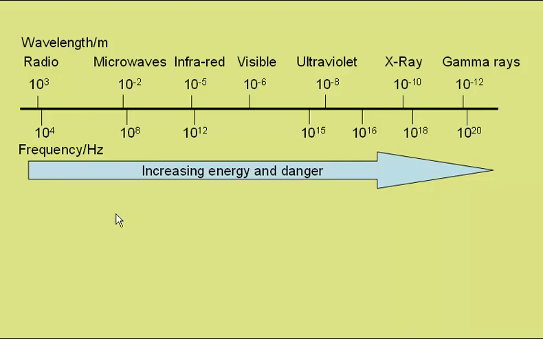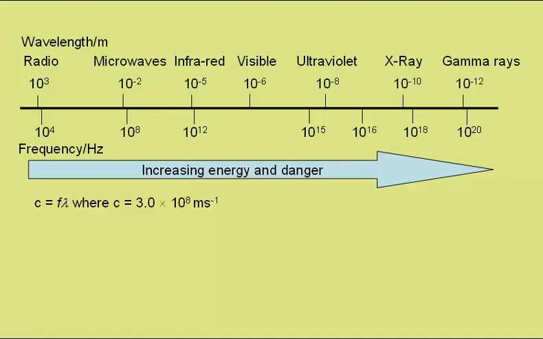These are linked by the equation c equals f lambda, or wave speed is equal to frequency times wavelength. Wave speed for all the members of the electromagnetic spectrum is 3 times 10 to the 8 meters per second.